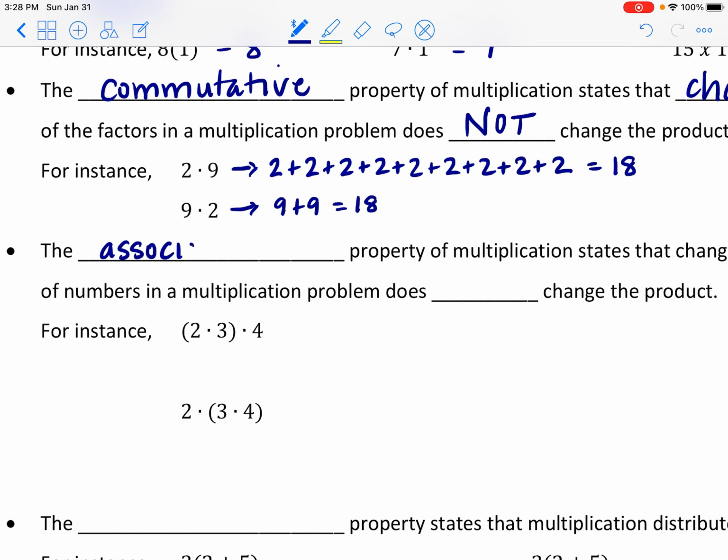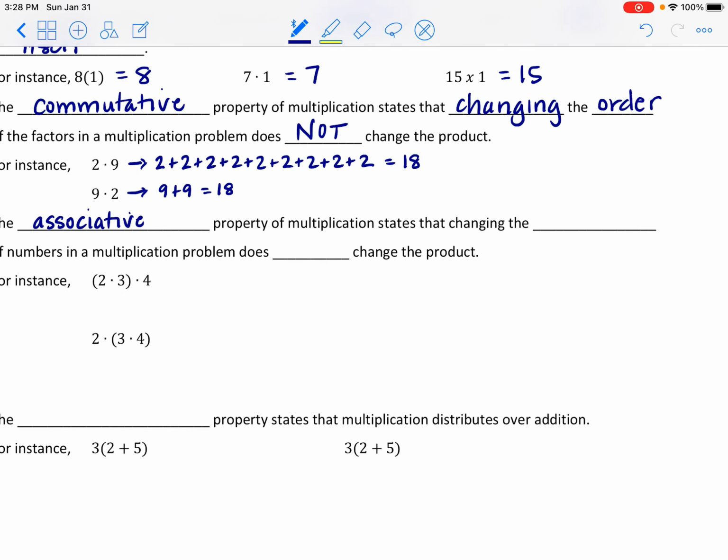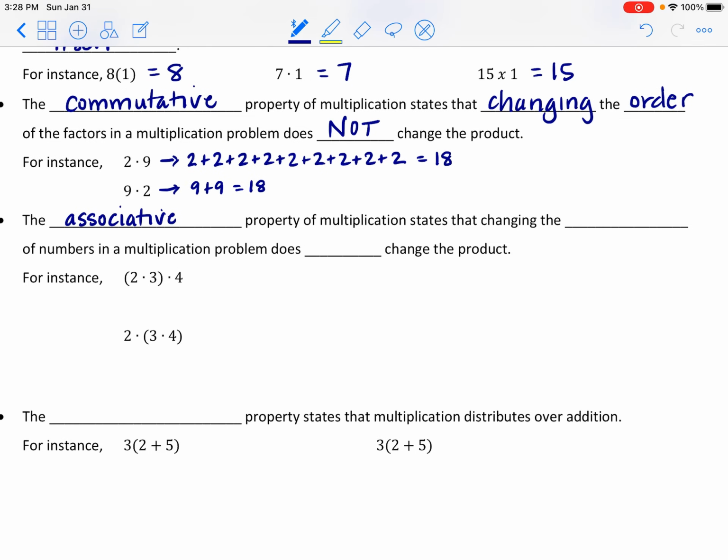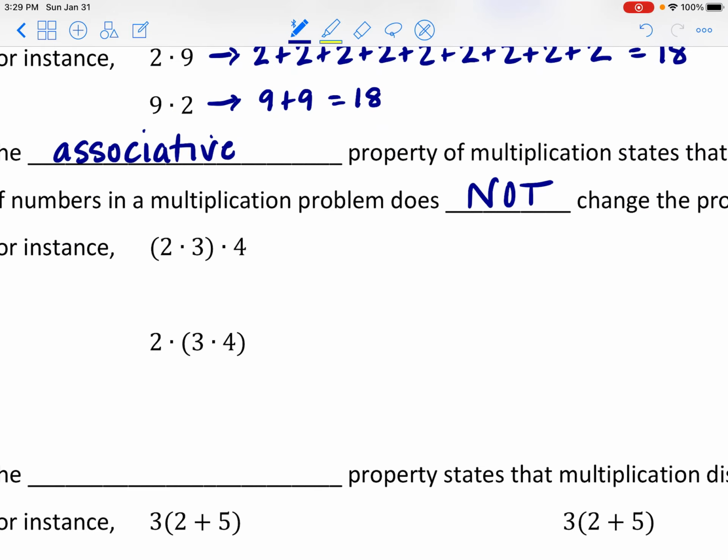The associative property is one that tells us we can change the grouping symbols, or the way we group numbers, in a multiplication problem. And again, it will not affect the result. It won't affect the product. So for example, here, both of these problems have products of 2, 3, and 4, but we've put some grouping symbols in which are just trying to tell us which product to find first.